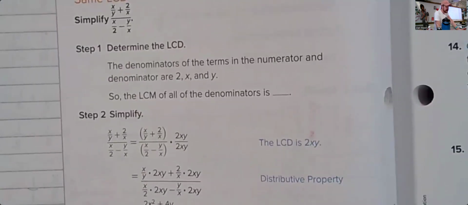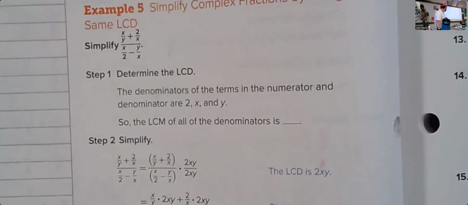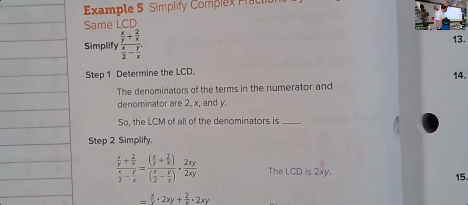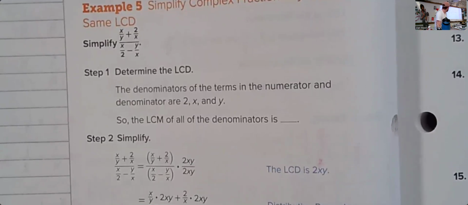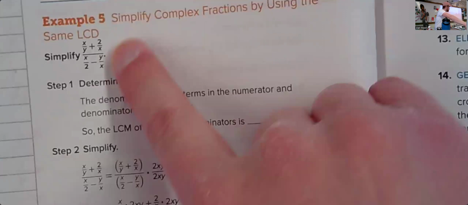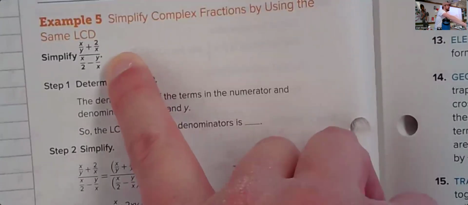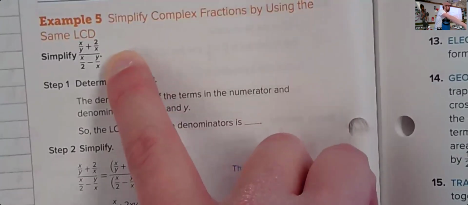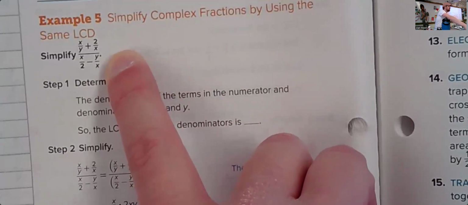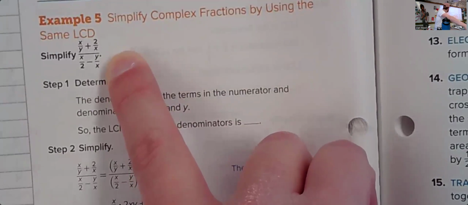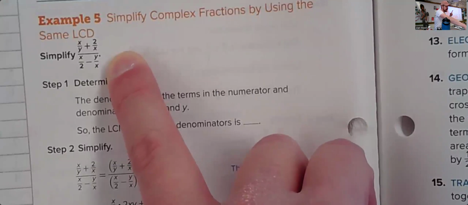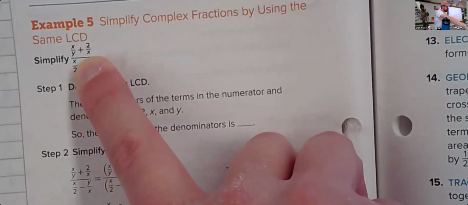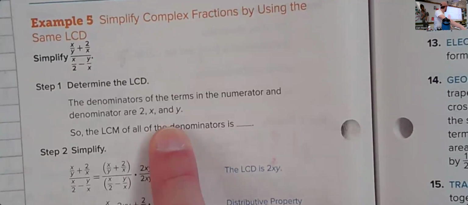So let's just talk about this one real quick, and then I'll have you do the check step at the bottom on your own. So here is our original fraction: x over y plus 2 over x over 2 minus y over x. So out of those four denominators, how many unique factors are there? And what are those unique factors? X, 2, and y, yeah. X shows up twice, but it's only one unique factor. So x, the 2, and the y. So there's 3 unique factors, and it says right here, 2, x, and y.